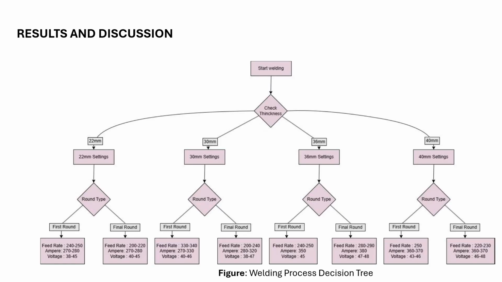Here in the results and discussions, we will discuss the welding process decision tree, like how the decision tree works in the welding process. This flow chart outlines the welding process based on material thickness. After checking thickness, 22 millimeter, 30 millimeter, 36 millimeter, or 40 millimeter, specific settings, feed rate, amperage and voltage are applied for the first or final round. Each thickness has tailored parameters to ensure optimal welding quality.